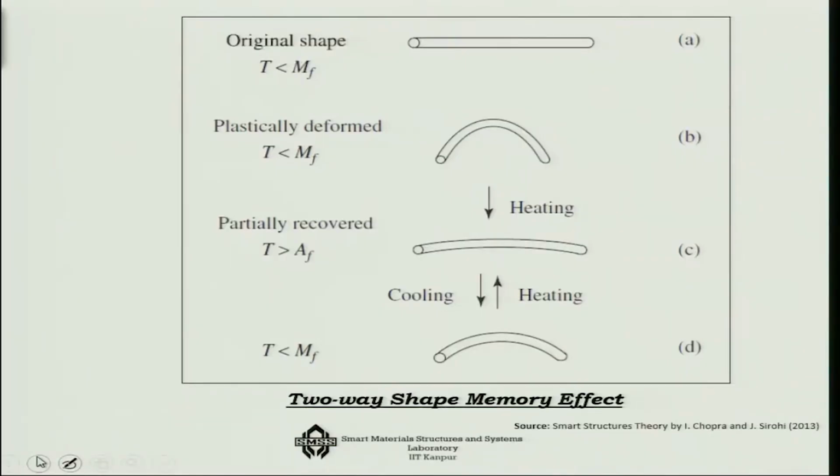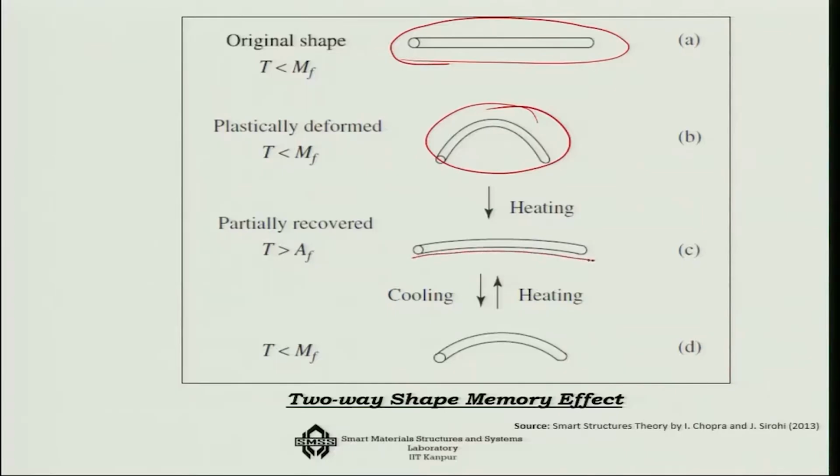So how will the two-way shape memory effect work? This is where you have the original shape at the martensite level. You deform the whole thing and then you heat it up. You are going to get to this particular shape. Now from this shape you cool it, you are going to go back to this particular shape, the bent shape. So now you heat and cool, you will be flipping between these two shapes. One is the high temperature memory shape and another is the low temperature memory shape.